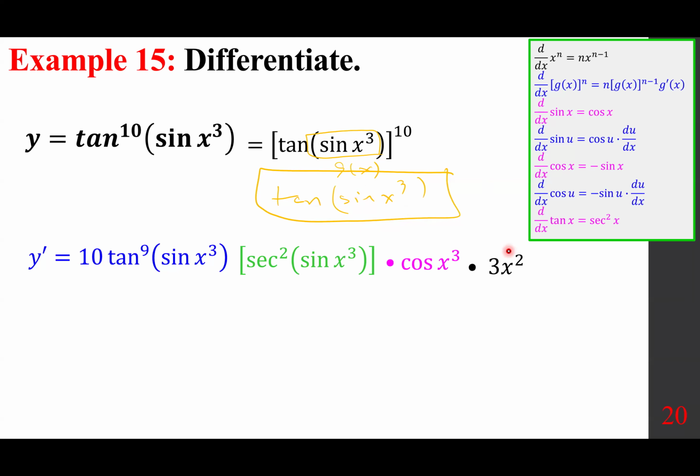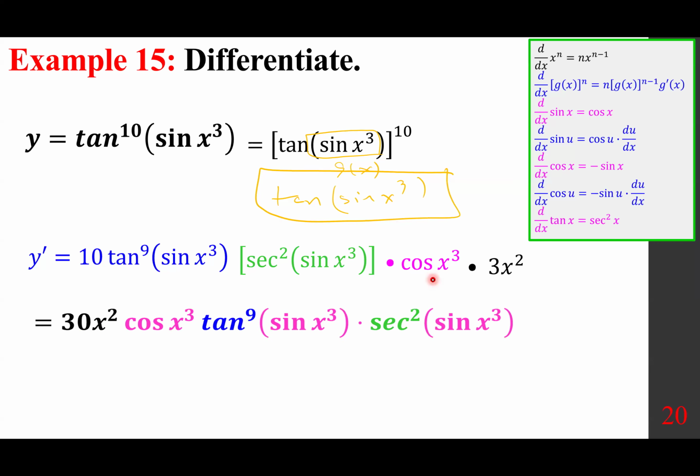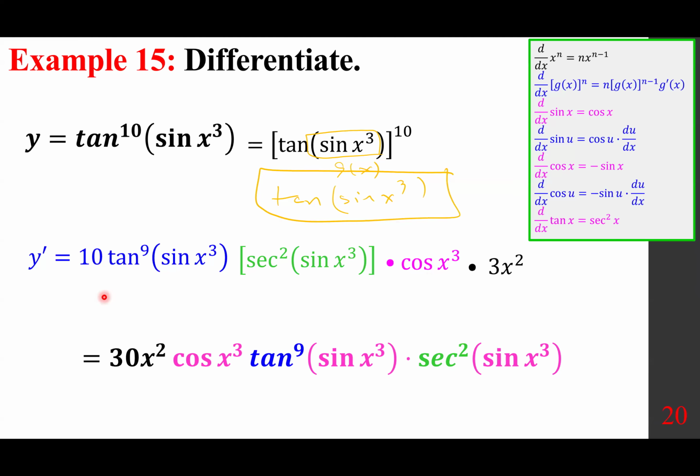Put them together. And of course, 3 and 10, the product is 30. We put the x squared in front. We can put this one in front also. So 3x squared and 10 is 30x squared. Cosine of x cubed, put the tan to the power of 9 sine of x cubed, secant squared of sine of x cubed.